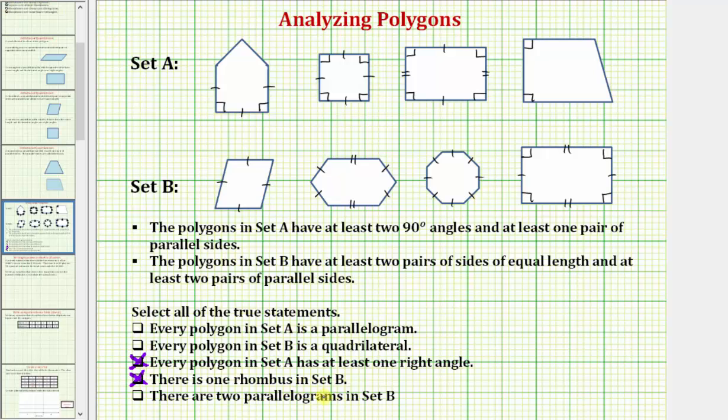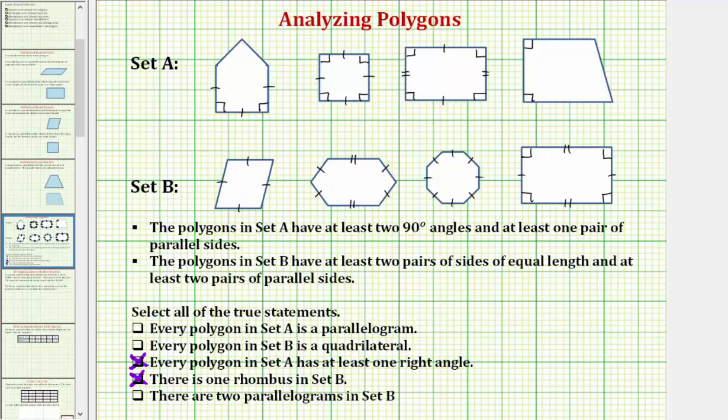I do want to point out here though, if we didn't have the single tick marks on all 4 sides, we would not have enough information to mark this fourth statement as true because we were only told that each polygon has at least 2 pairs of sides of equal length. This does not mean all 4 sides have the same length. Notice how this rectangle fits this condition because this pair of opposite sides have the same length, and so does this pair of opposite sides. Again, this does not mean that all 4 sides would have the same length, but it was indicated by the tick marks.